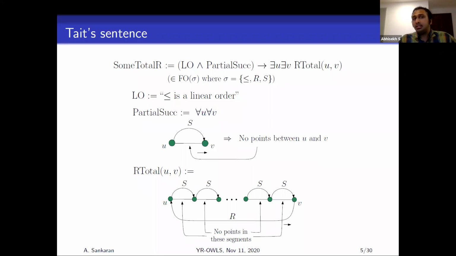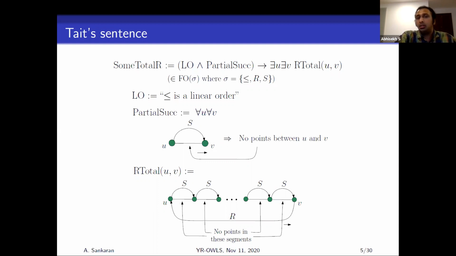The sentence says that if linear order and partial successor, then there exist U and V which satisfy the relation called R total. Now R total is the following relation. It is true of U and V if there is a back edge, R edge, from V to U. And it is the case that for every point which is before V, the point has a successor, has something to which there is an S relation.